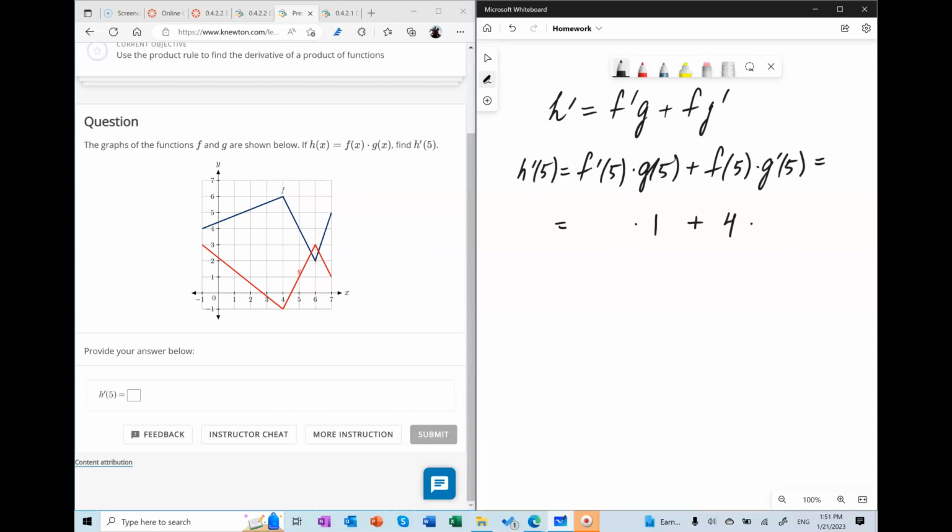Now, derivative of f at 5, because it's a linear function, it's just the slope of that function at that point. So it looks like the slope is you're going down 2 and over 1. And the slope of the g function at 5, it's the other way. You go up 2 and over 1. So the final answer is -2 plus 8, which is 6.